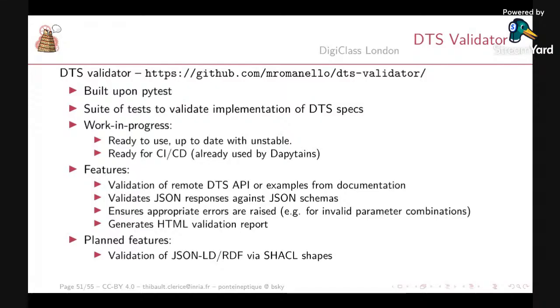But it can also be used to test remote DTS APIs. So if someone comes to us and doesn't know how to run the DTS validator, we can run it against the API and tell them you have an issue here, here, and here. This is what you should change. And Matteo wanted to do validation of JSON-LD via SHACL shapes. I don't know what this means. I think I remember it was a headache, and I have not heard of it since. Maybe he did it, maybe he didn't.